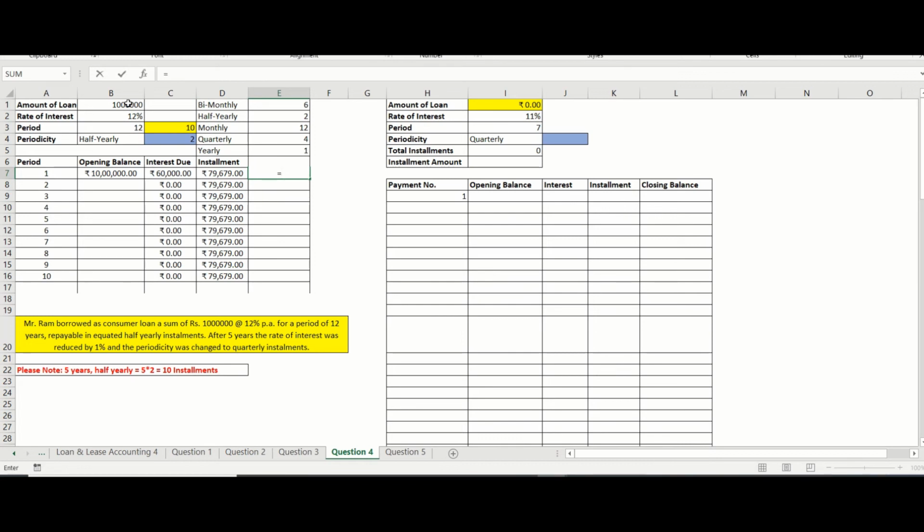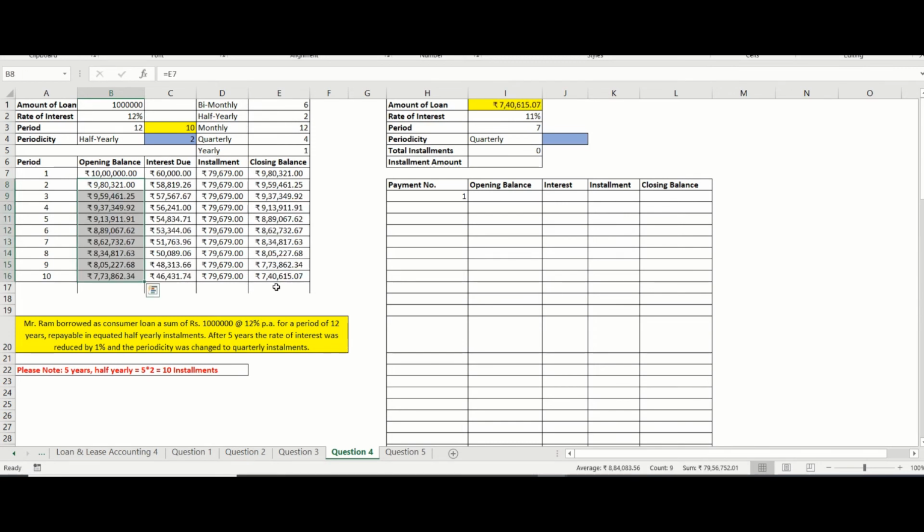What is my closing balance? Opening plus interest minus installment. I drag this down. My opening balance of the second installment is the closing balance of the first. I drag this down too. So at the end of 5 years, after 10 installments, why 10 installments? 5 years, periodicity 2, 5 twos are 10. After 10 installments, this much amount is remaining: 7,40,615 rupees is remaining. So this will be my opening balance for the next period.